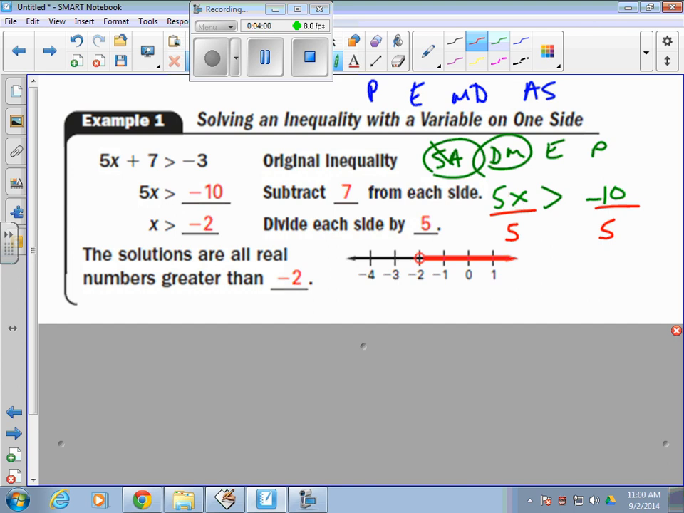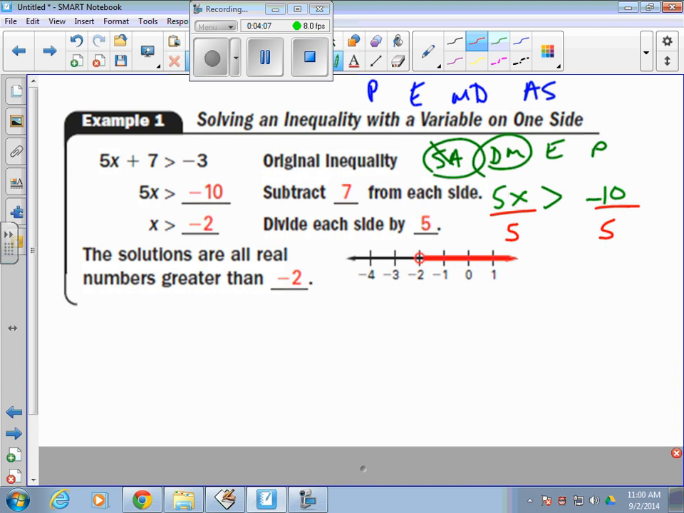When you graph x is greater than -2, you graph it with an open bubble, and you say everything to the right. An open bubble means don't count -2. An alternative to that would be a parenthesis at that spot saying don't count -2. Remember, if you wanted to count the number itself, you'd color in the bubble, or you'd make a bracket. A bracket means count that number as well.